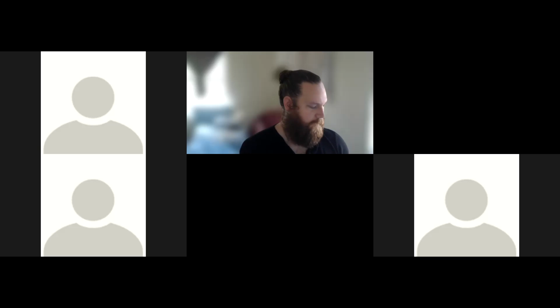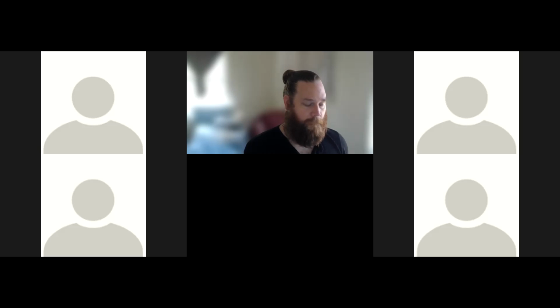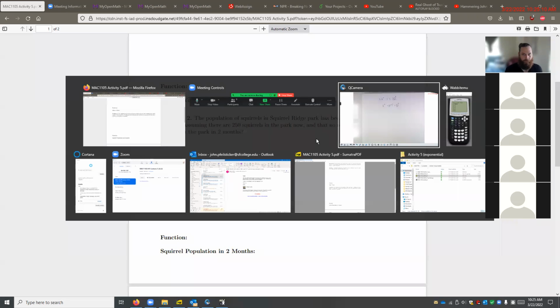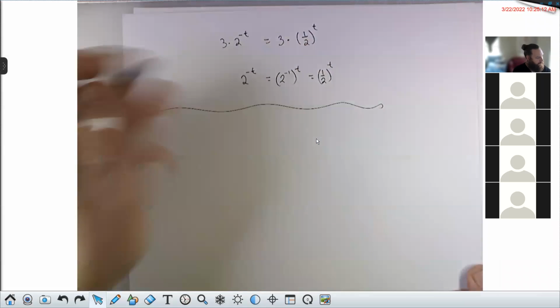Lexus, Haley, Destiny, anything you guys would like help with? Yeah, I'm not really sure how to do these, to be honest. Which one would you like to look at? Any one of them. I just haven't caught on to how to do these. Okay, let's look at problem 2 here, right? So they tell us that the population is doubling every 3 months. So this is like the doubling time thing. They've told us that we've got something that's going to double every so often.